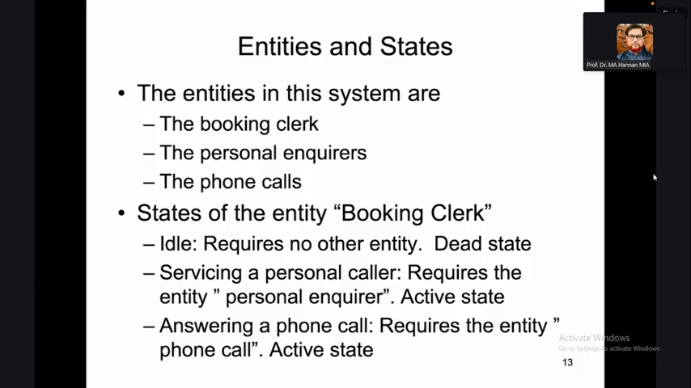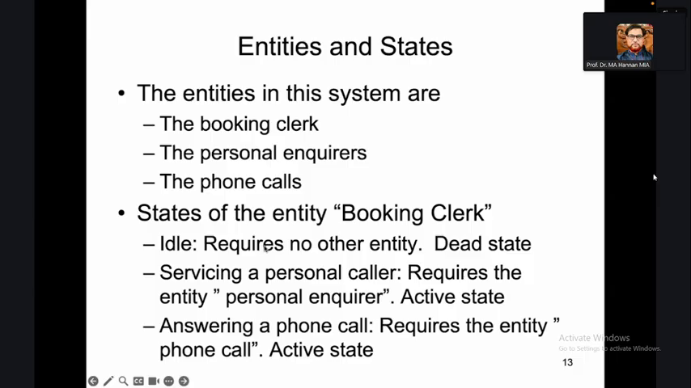Then active state starts serving a personal caller. So a person who is calling requires the entity personal inquirer, active state. So the booking clerk will answer the question of the personal inquirer if somebody calls or if somebody comes in person to talk to him, that is an active state. Answering a phone call requires the entity phone call, active state.